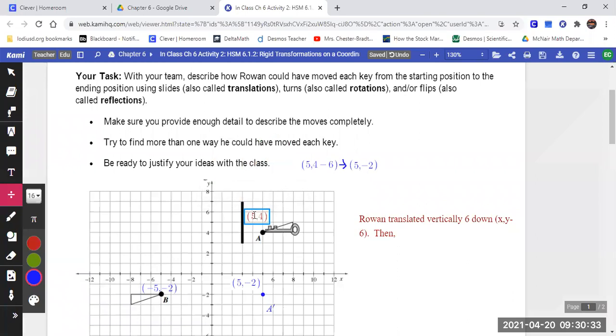Okay, so now the key has slid to this location. So I'm going to make a screenshot of my key with my little feature. If you can do it, fine. Just take a screenshot of what you need, not the whole thing. I just need the picture of the key.